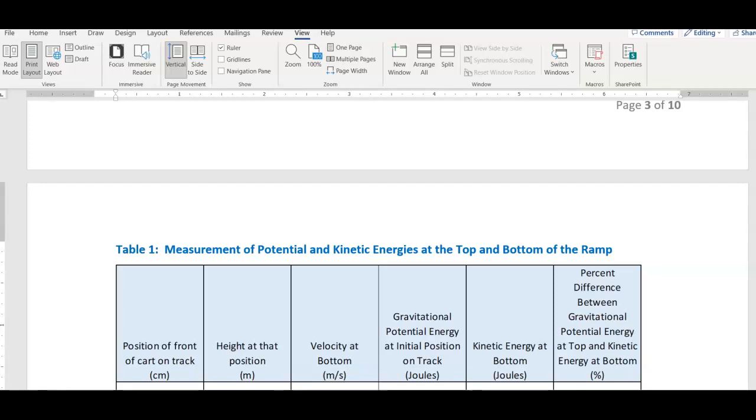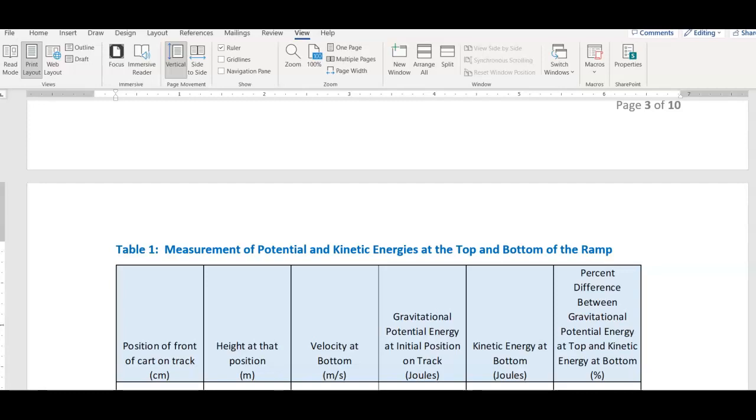This webcast discusses how to finish the lab focused on energy transfer from gravitational potential energy to kinetic energy. And I'm going to pick up at Table 1 because in class we had gotten this far.